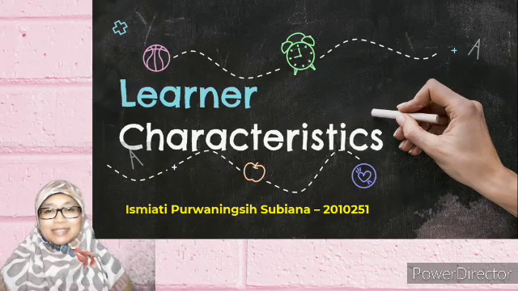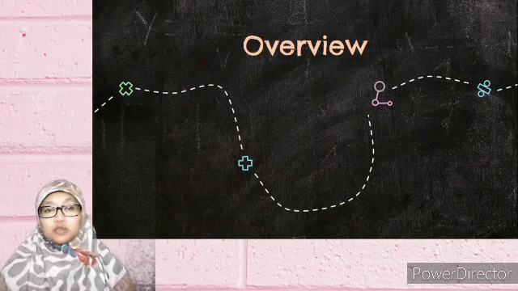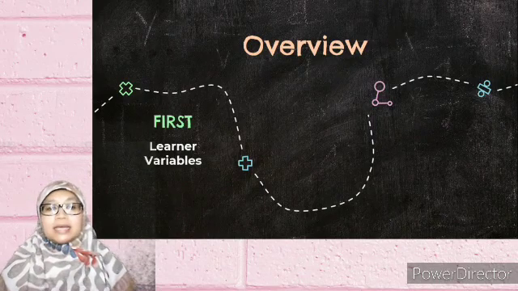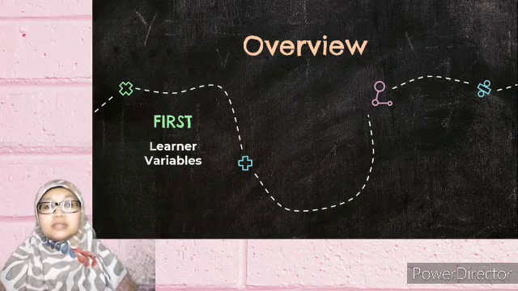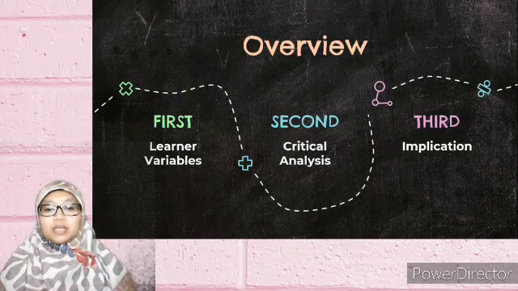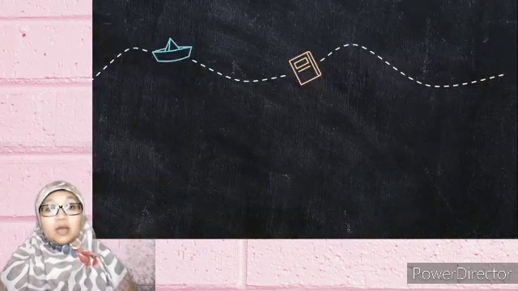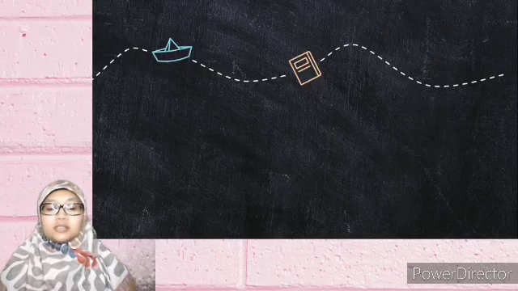Learner Characteristics by Ismiati, Purwaningsih, Subiana. My presentation today is divided into three sections. The first one is the learner variables, the second is the critical analysis, and the third is the implication toward the teaching process and the learning situation. Now, let's start with the questions.